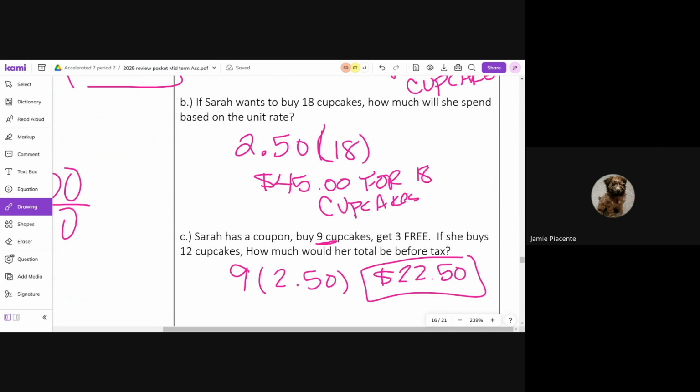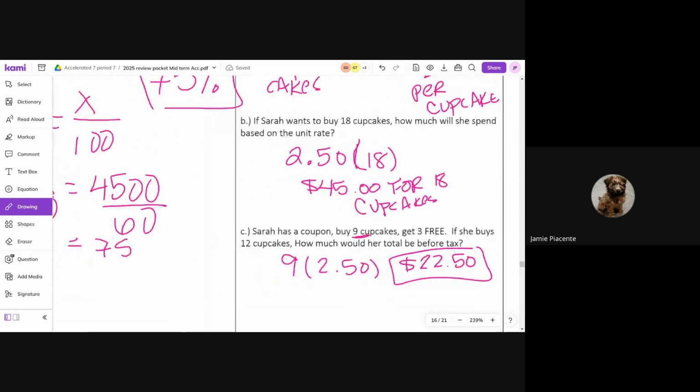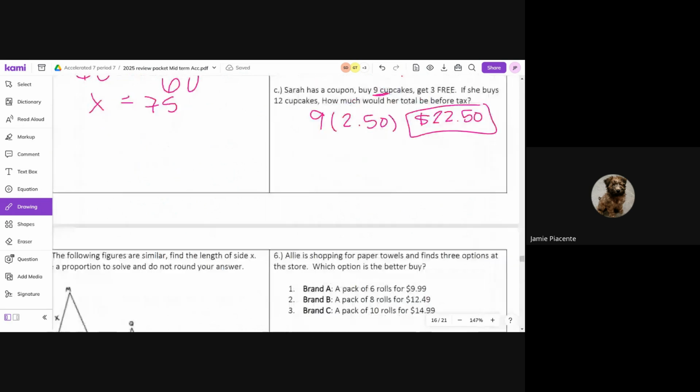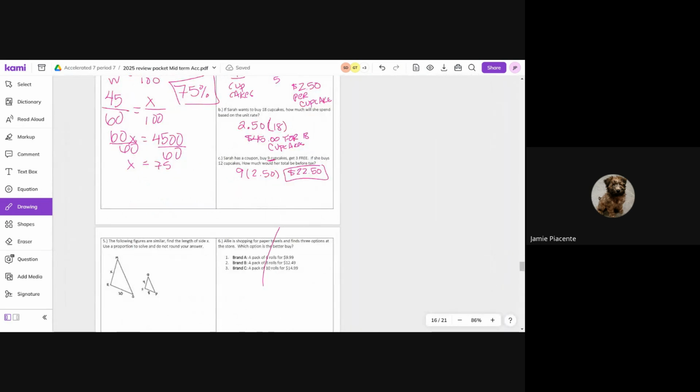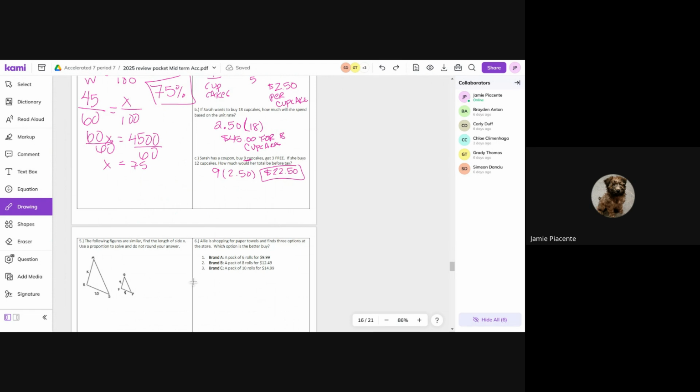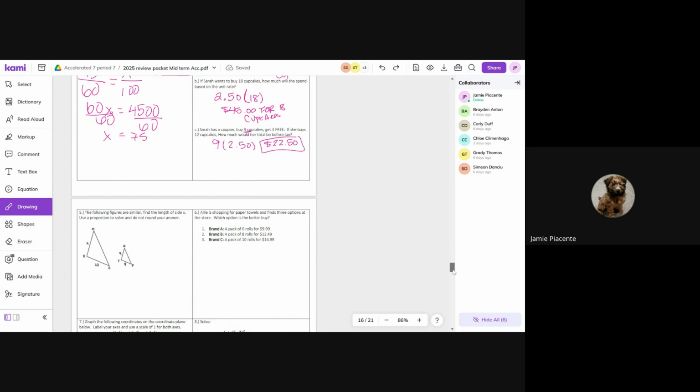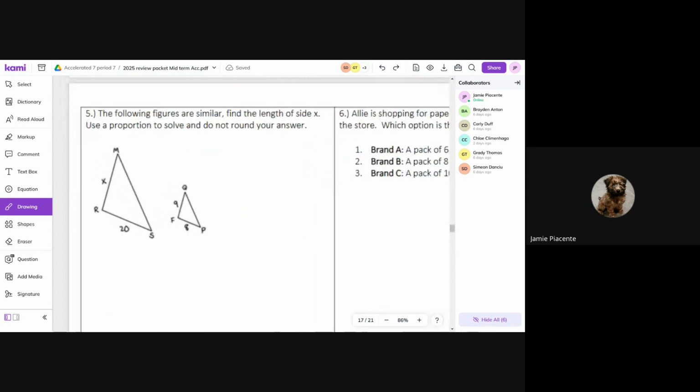Okay, let's look at the next question now. Okay, so we're done with that page. Sorry. All right. Number 5. Let's try to zoom in.